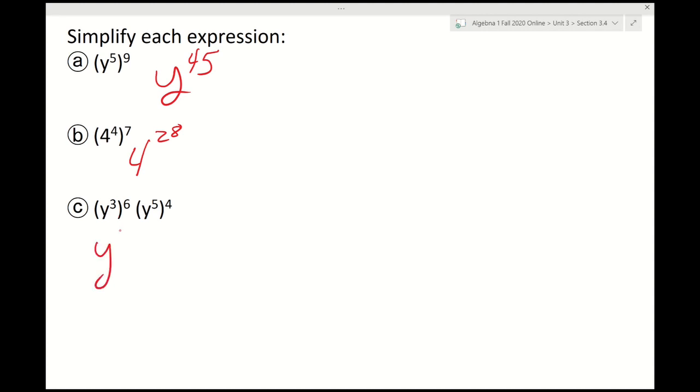Then we have y to the 18th times y to the 20th. Now these are not exponents to exponents. These are just multiplied. So that gives me a y to the 38th.